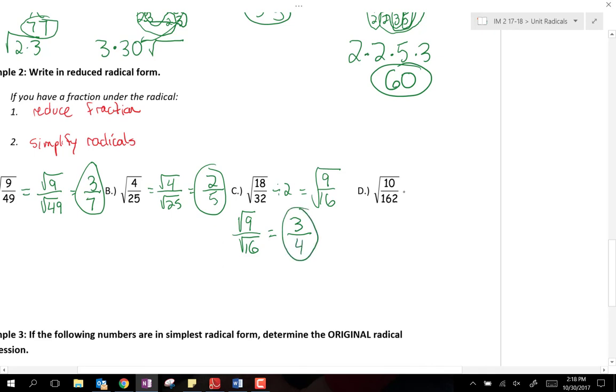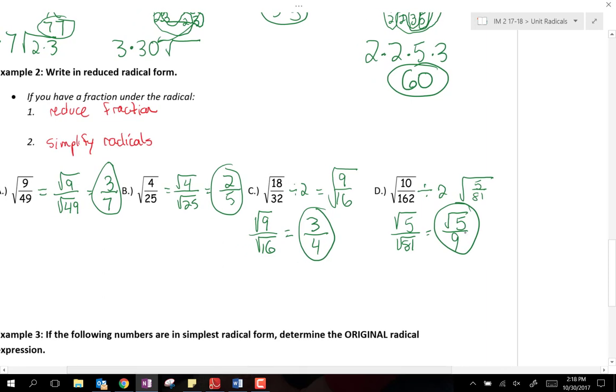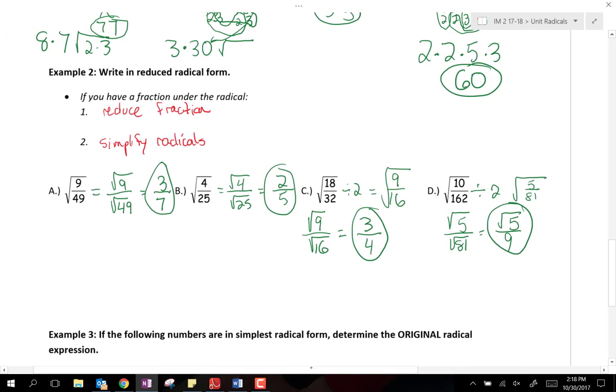Letter D, again, we can divide by 2. We end up with 5 over 81. We split that up. Square root of 5 we can't do, so we're just going to leave it alone. Square root of 81 is 9. Now, does it break any of our rules? No, because the radical is not in the denominator. The fraction isn't in the radical, just 5 is. And 5 is simplified. We have no more pairs. So we got that one done.